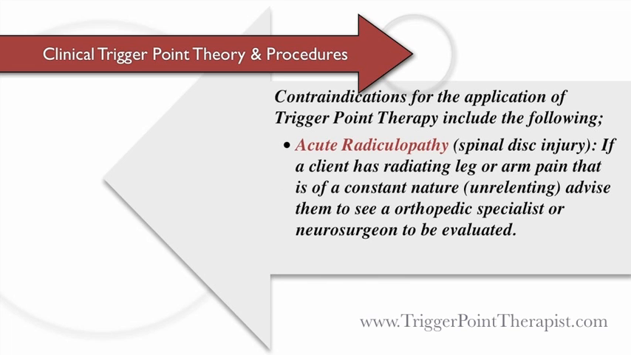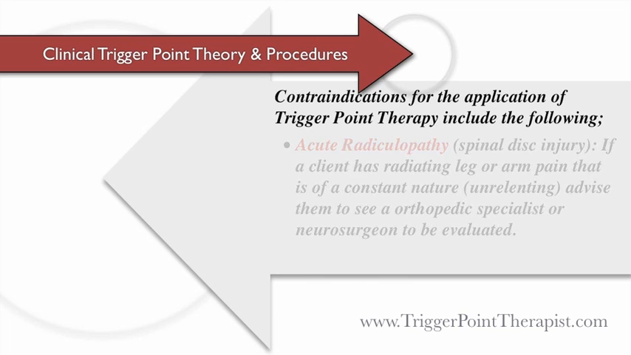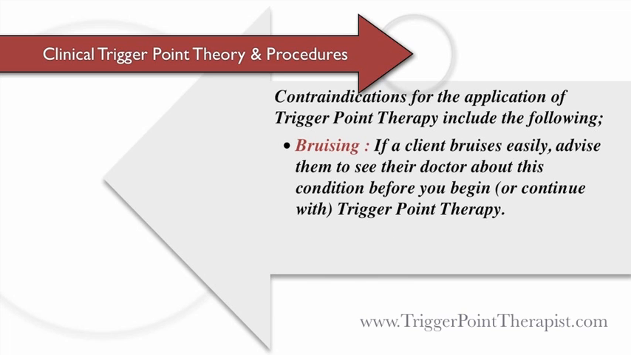Acute radiculopathy, spinal disc injury. If a client has radiating leg or arm pain that is of constant nature, meaning unrelenting pain, advise them to see an orthopedic specialist or a neurosurgeon to be evaluated. Bruising. If a client bruises easily, advise them to see their doctor about this condition before you begin or before you continue with trigger point therapy.